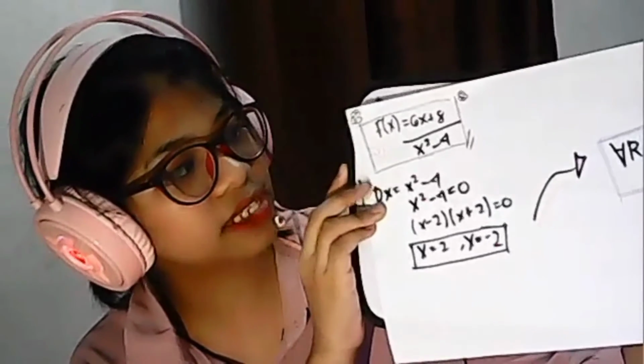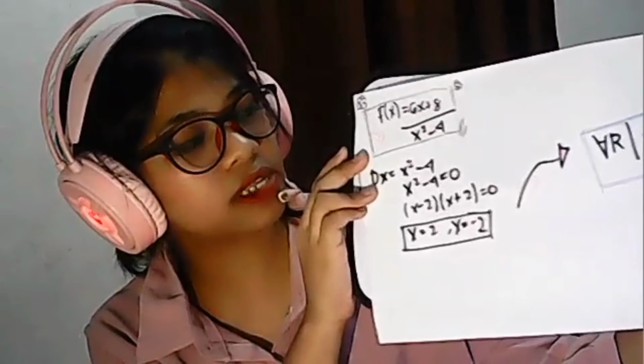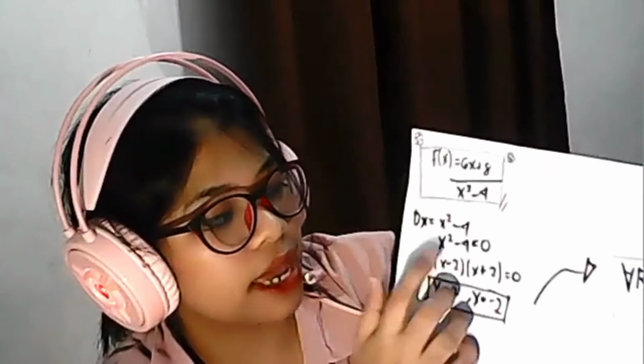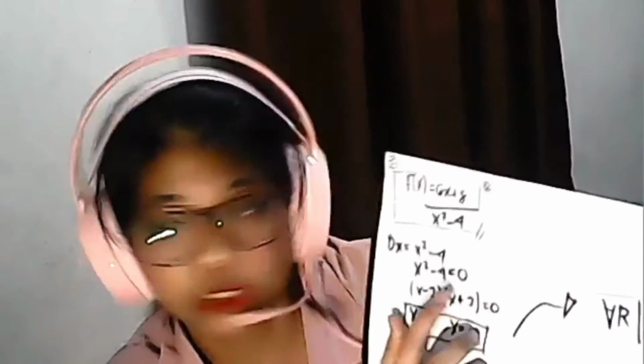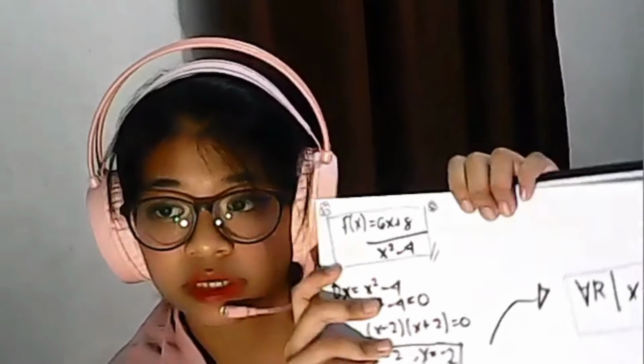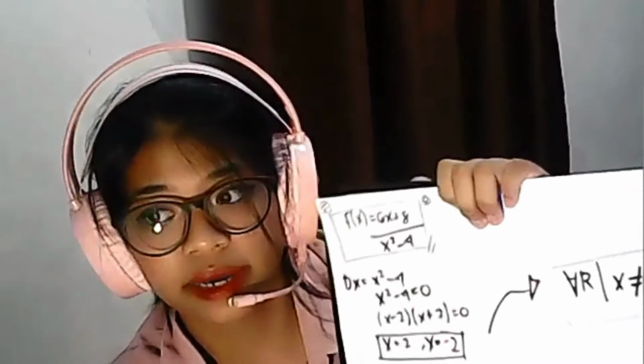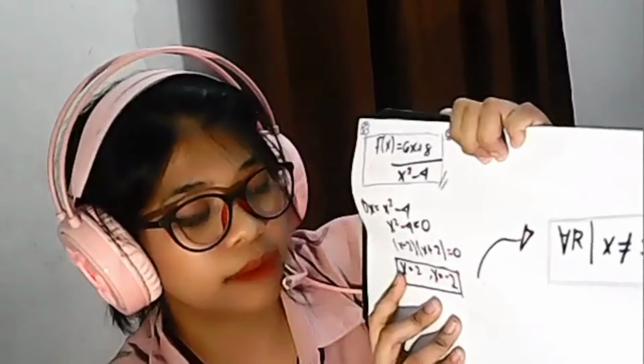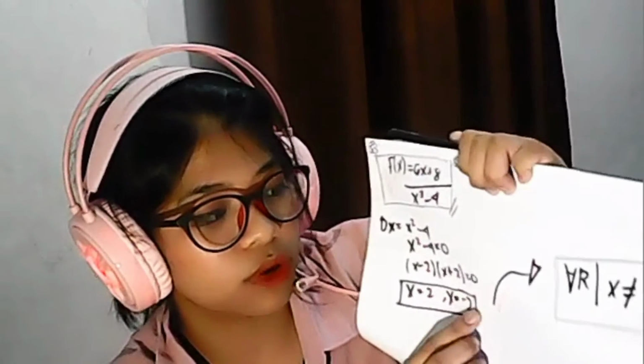The example is f of x equals 6x plus 8 all over x squared minus 4. So how can we find the domain of it? First, we will set the denominator equal to 0. So like this, the denominator is x squared minus 4, and x squared minus 4 is equal to 0. We should set the denominator equal to 0 because by setting it equal to 0, we will be able to have these outcomes: x minus 2 times x plus 2 is equal to 0.